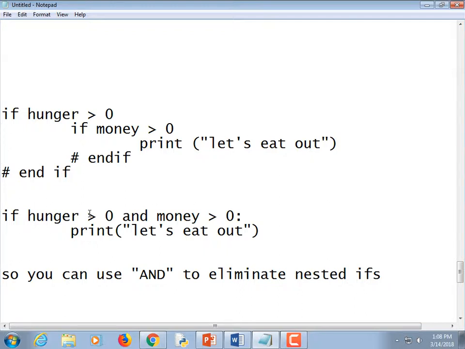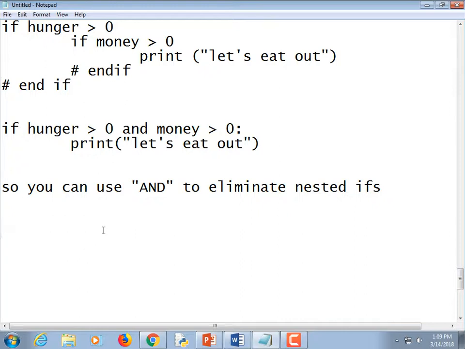Hope y'all see that those are the same thing, right? Because this had to be true and this had to be true before we could print let's eat out. That's why we would use and. Or is a little bit different. You don't use or to replace nested ifs. You do it like this.